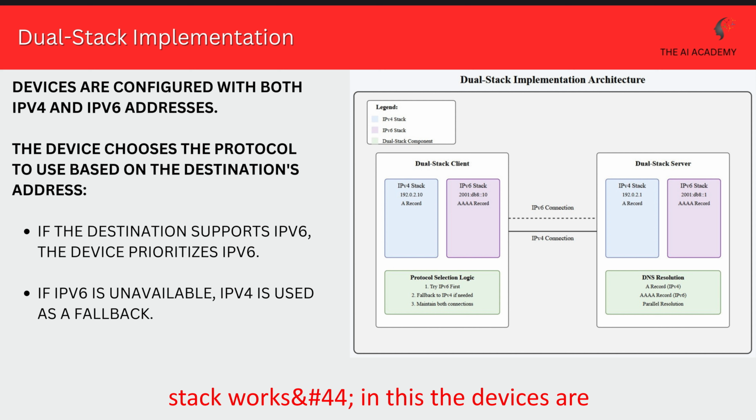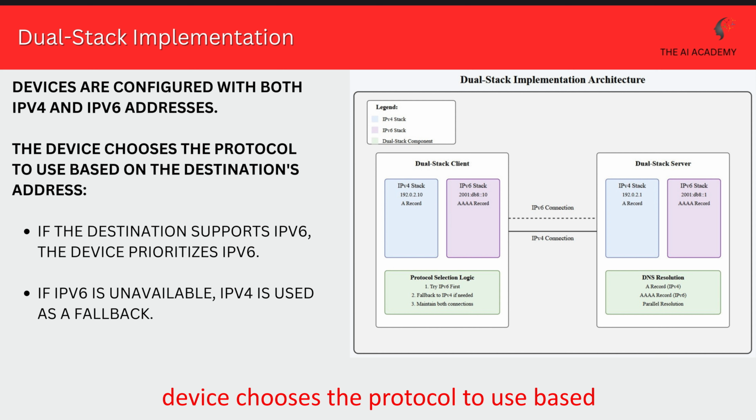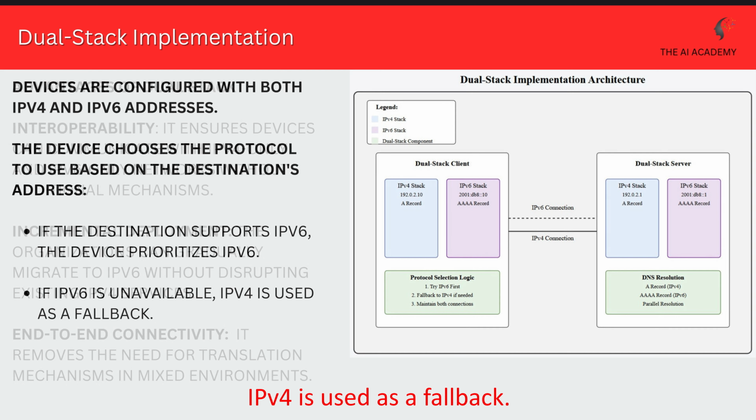So, how dual-stack works: in this, the devices are configured with both IPv4 and IPv6 addresses. The device chooses the protocol to use based on the destination's address. If the destination supports IPv6, the device prioritizes IPv6. If IPv6 is unavailable, IPv4 is used as a fallback.